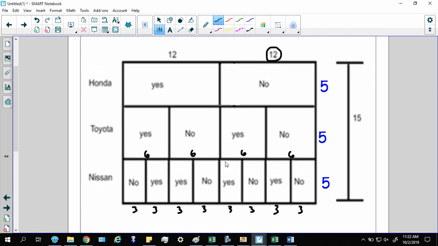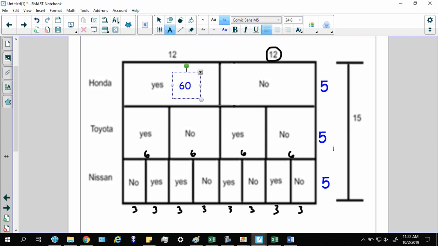Now that I have my width and height of each of these rectangles, I'm just going to simply multiply to get my area, and I'm just going to type in the areas here. So the area of this one would be 12 times 5, which is 60. The area of this one is 60. The area of this is 30. This is 30. This is 30. This is 30, because it's 6 times 5.